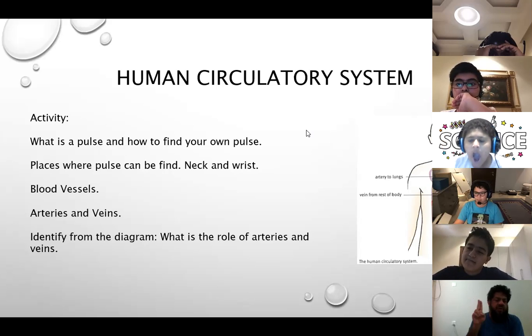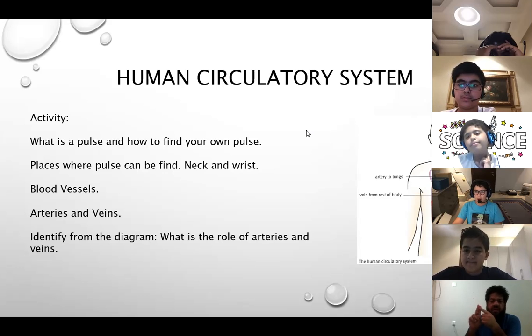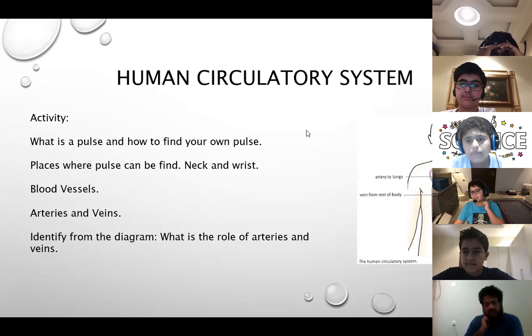So if you take two fingers, we have these sensitive areas, the first two tips. They're the most sensitive for us. If you put it over here, you can feel the pulse over here. So we have these two places where we can find our pulse. Oh yeah, here in the neck.